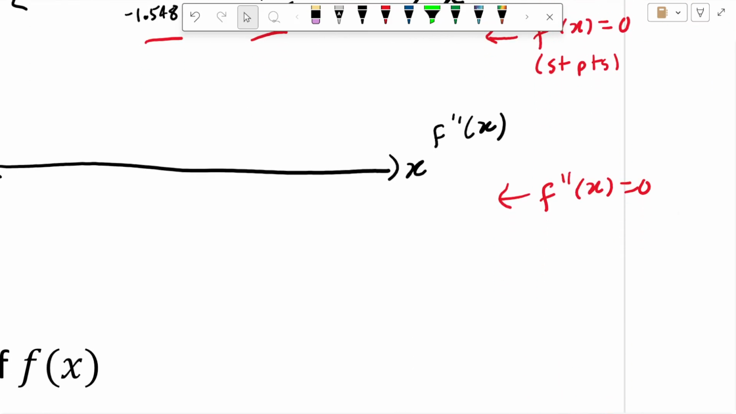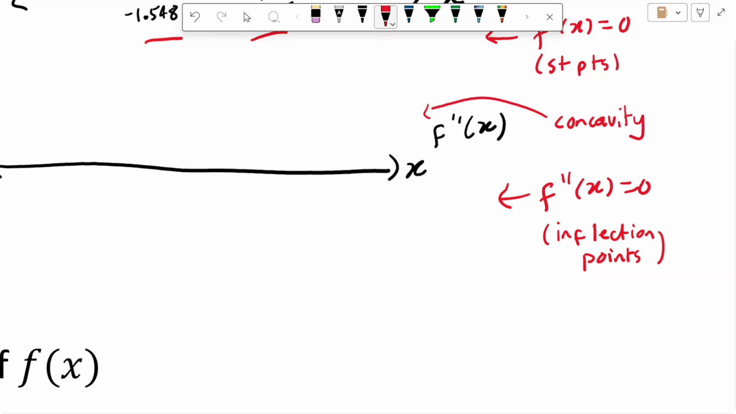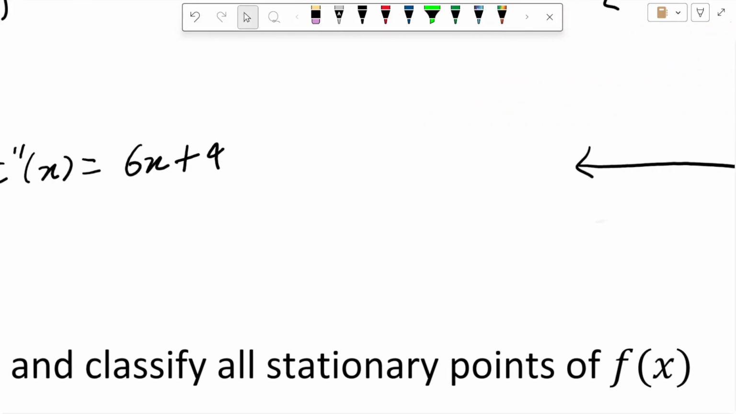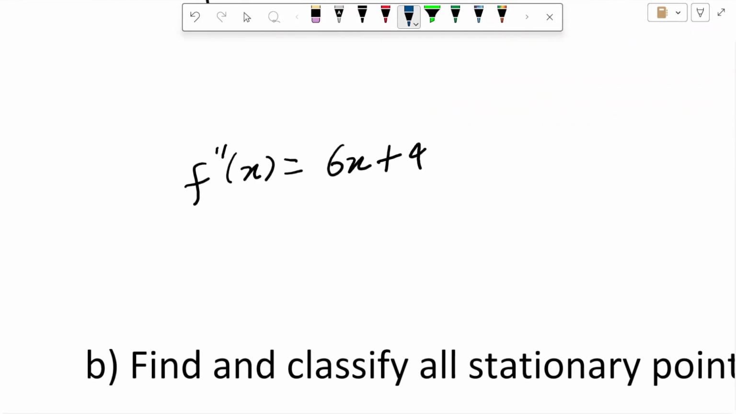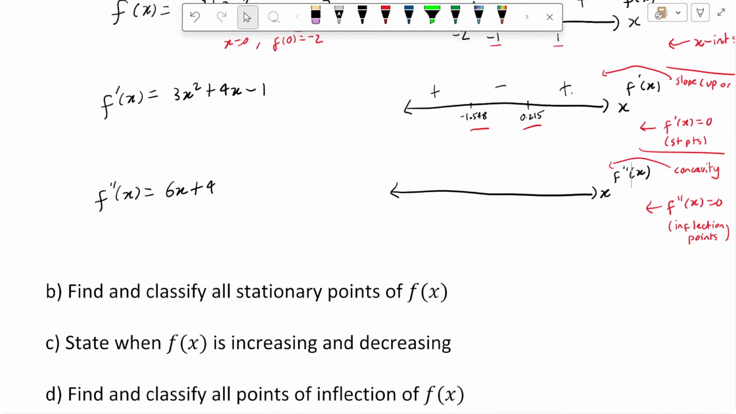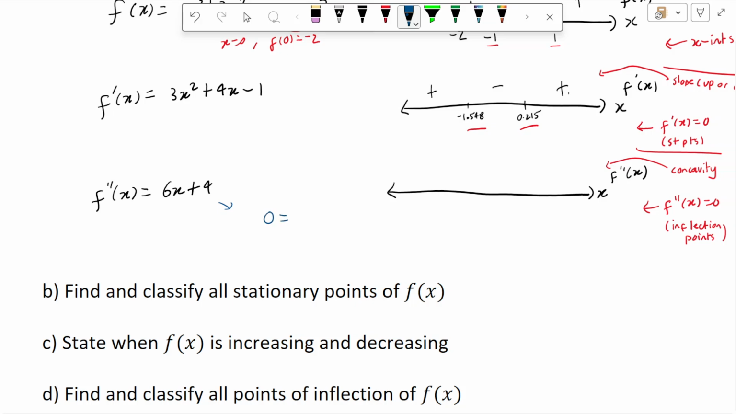All right, next one here. F double dash of x equals 0 are your inflection points. And then we're going to be using the concavity to tell what's going on up here. Now, if we try and polysolve this, your calculator's not going to like it because this is a degree 1. So basically what we can do here is we can solve 0 equals 6x plus 4. This is what your calculator is doing when it does a polysolve. So minus 4 is 6x, therefore x is minus 4 over 6, or in other words, that's minus 2/3.